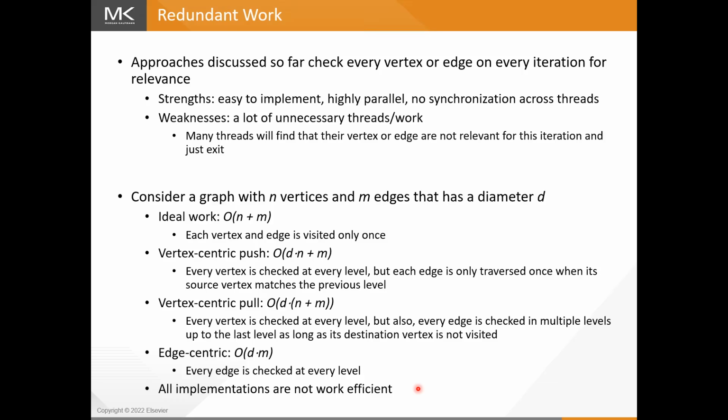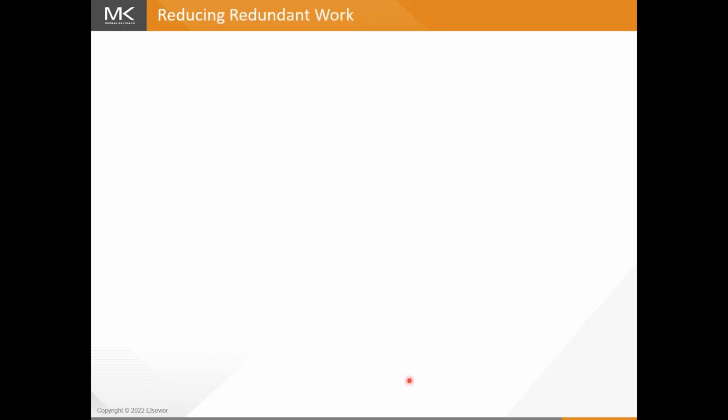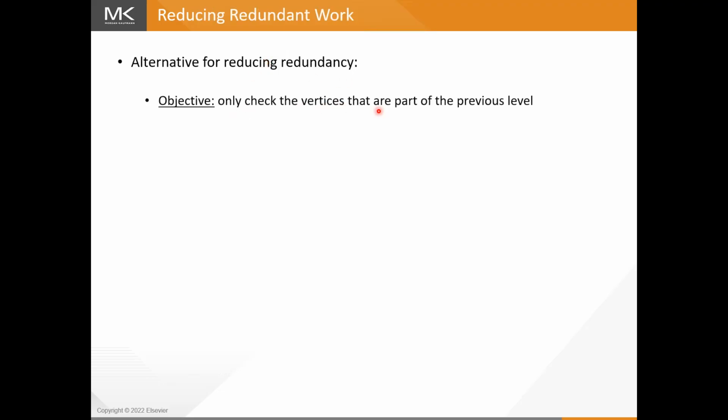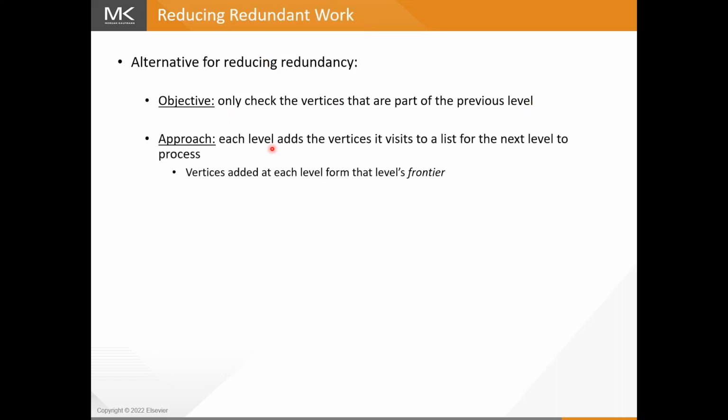Okay, and we call this a frontier. The alternative to avoid this redundancy is we only want to check the vertices that are part of the previous iteration. So the approach is that for each level, we're going to add the vertices that we visited to a list so that the next level will process these vertices. And we refer to these vertices as the frontier. Each level of the BFS search has its own frontier, which consists of the vertices that I need to visit at that level.